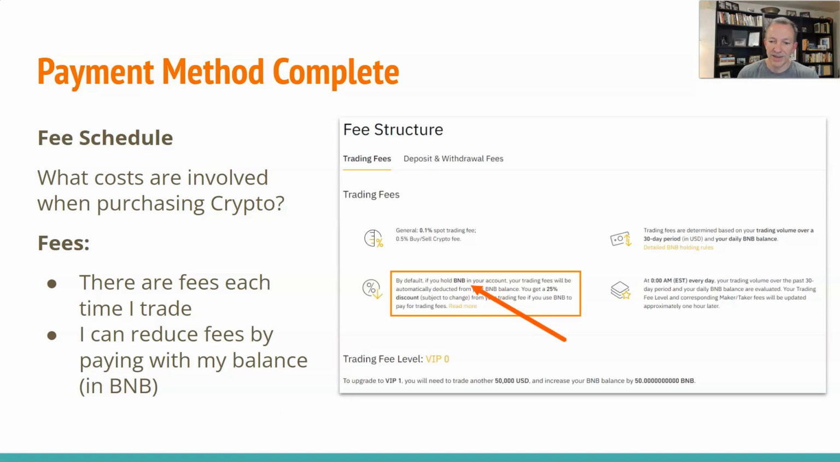So what does this mean? BNB is an actual cryptocurrency that is associated with Binance. So they created a cryptocurrency and there's a bunch of detail about how it was created. But basically, if you convert US dollars into their currency and pay with your balance using that cryptocurrency, you'll get a 25% reduction in your fees. So I think if you're doing a lot of transactions, that will make sense.